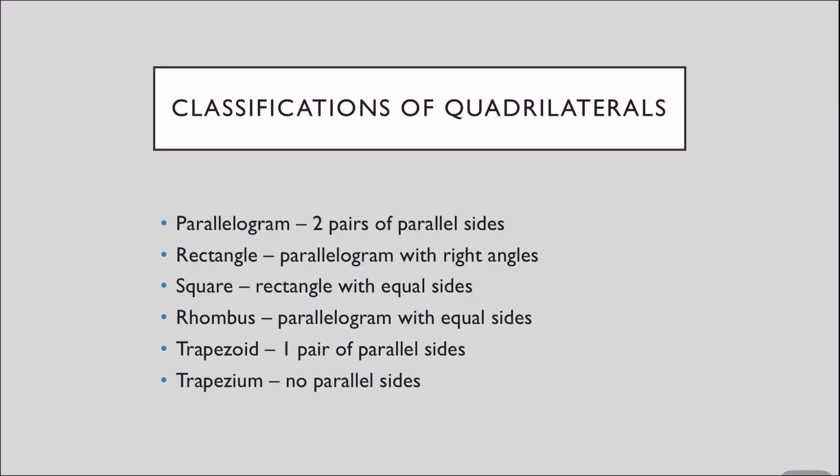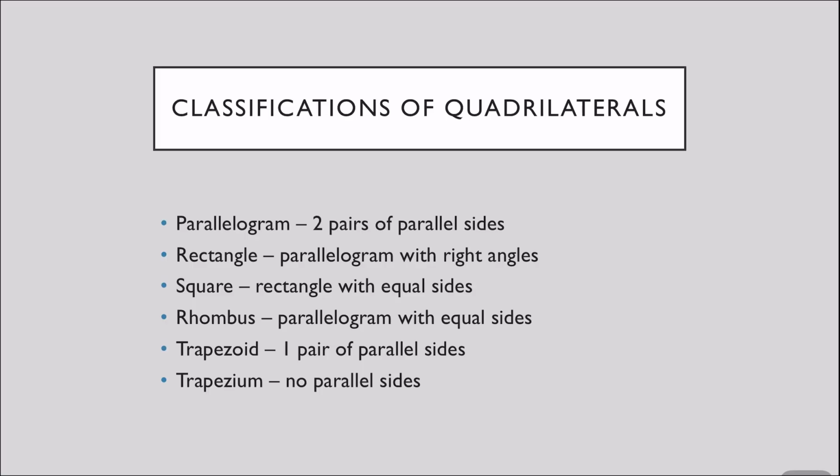Let's take a look at your classifications of quadrilaterals. So we have a parallelogram. A parallelogram in general is defined as a quadrilateral with two pairs of parallel sides. So as long as there are two pairs of parallel sides, it's a parallelogram. Okay? Then we can further classify it as a rectangle if you have two pairs of parallel sides and all four interior angles are right angles. We call it a rectangle.